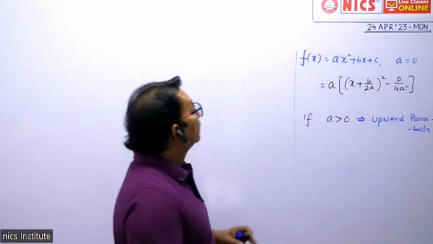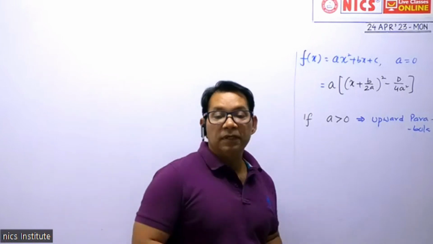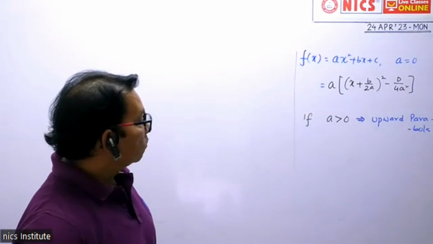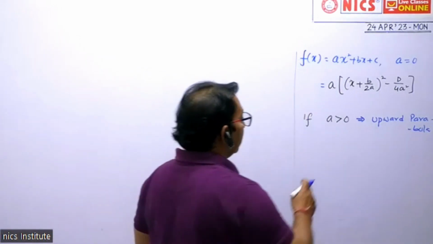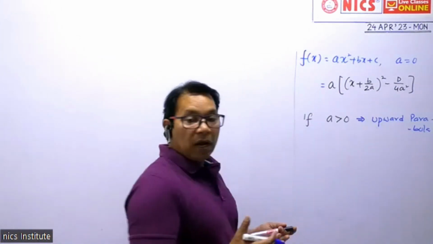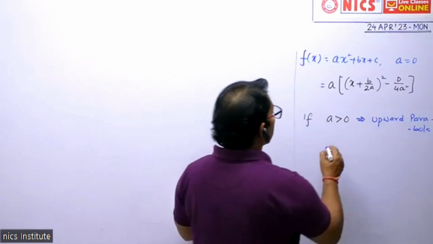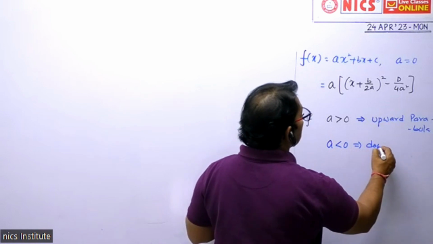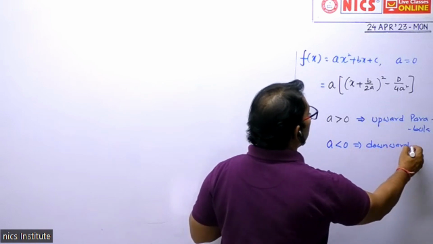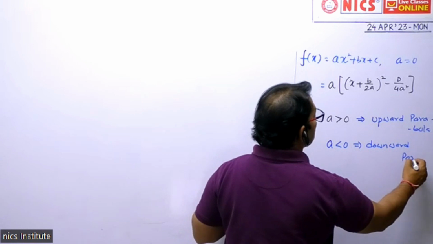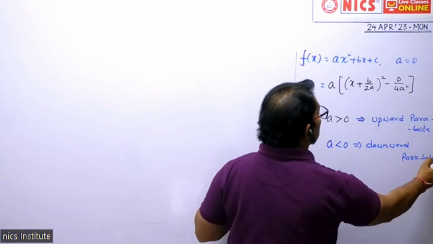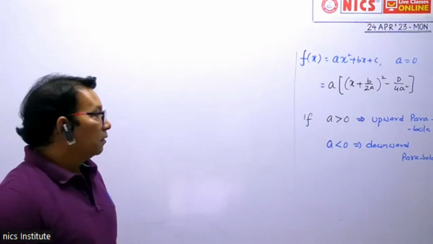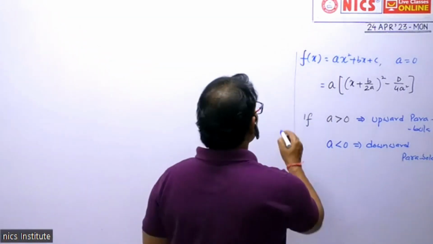Very, very important. If you have a quadratic expression, ax square plus bx plus c, and we convert this into a perfect square, it is like this. If a is positive, it would be an upward opening parabola. In case a is negative, it is a downward opening parabola. So the sign of a basically decides whether it will be upward or downward.